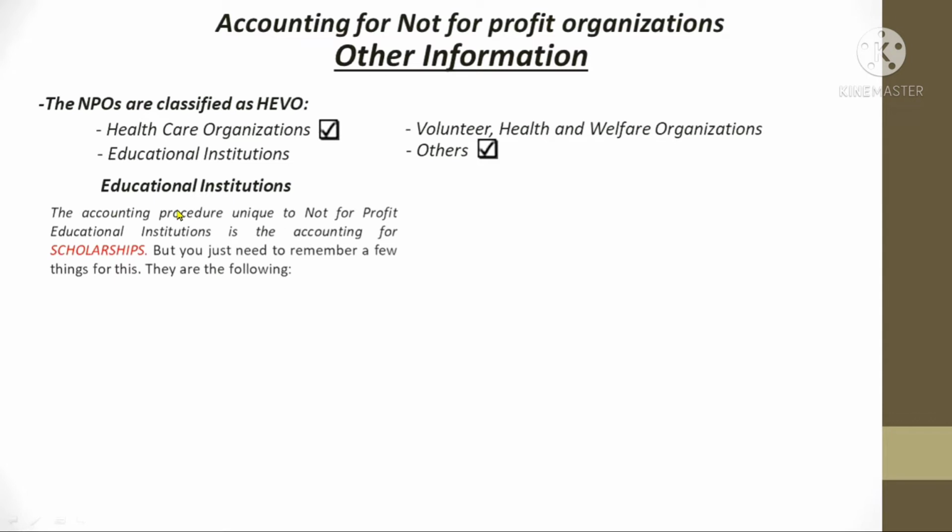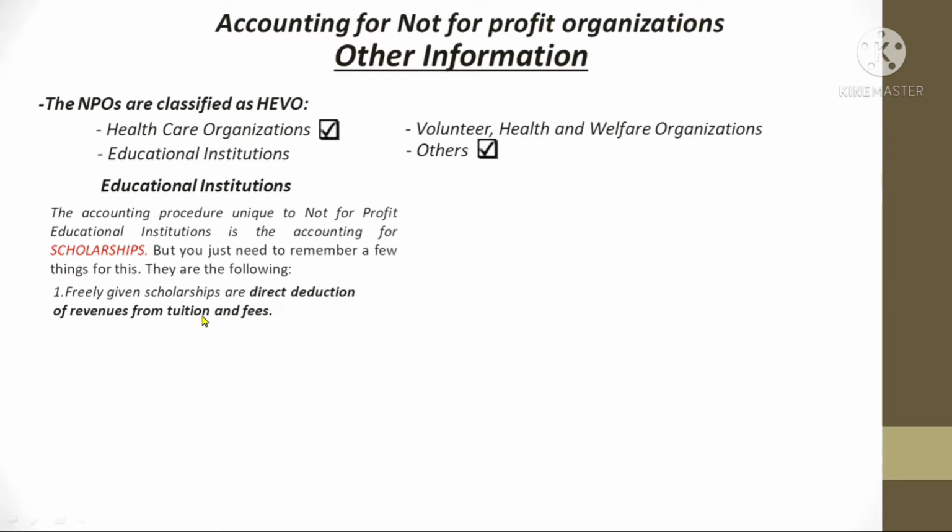The accounting procedure unique to the not-for-profit educational institutions is the accounting for scholarships. You just need to remember a few things about this. One, freely given scholarships are direct deductions from revenues from tuition and fees.